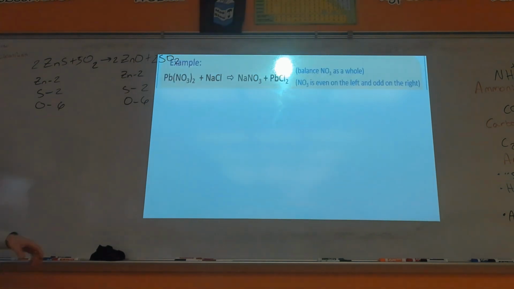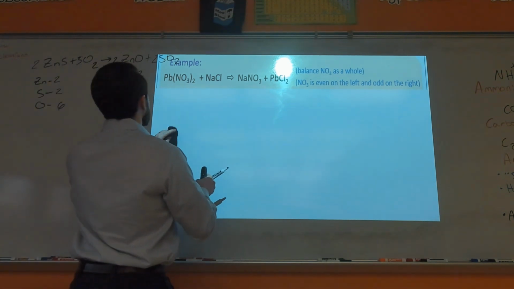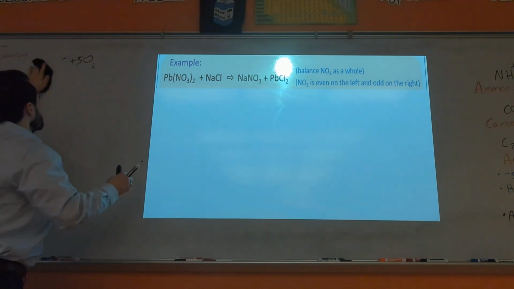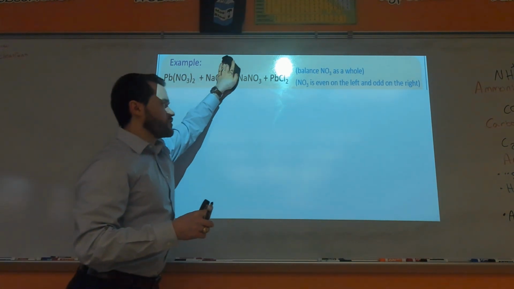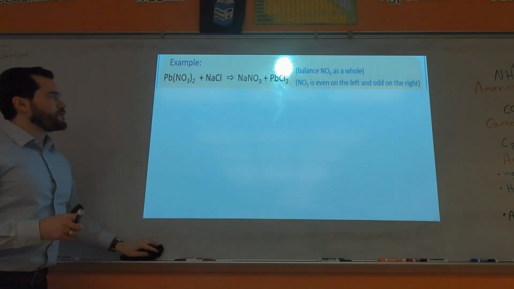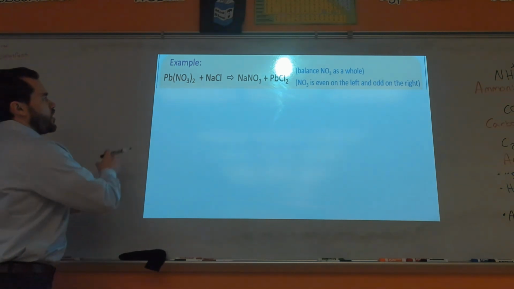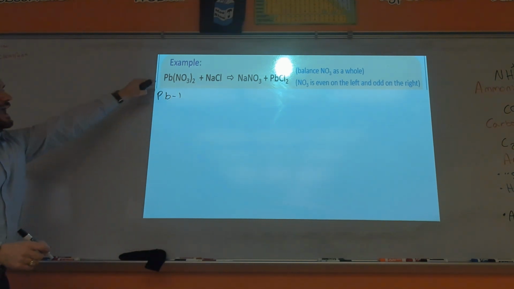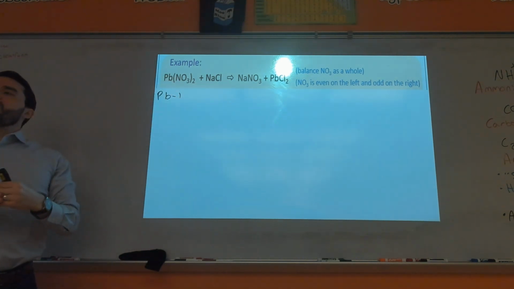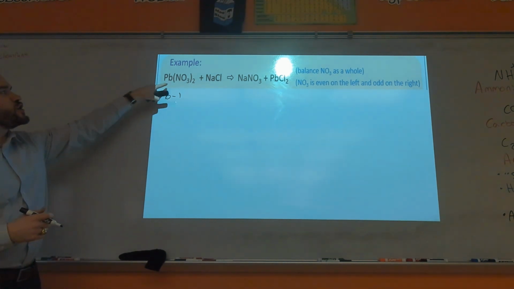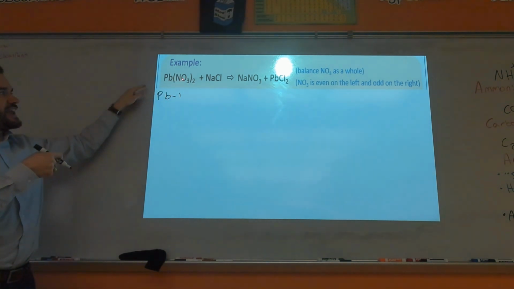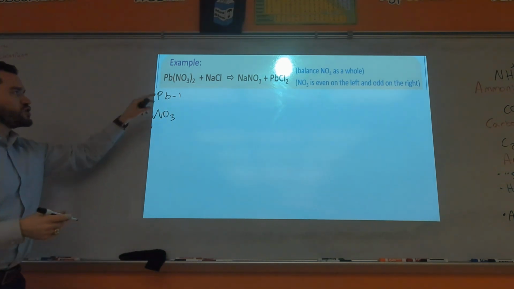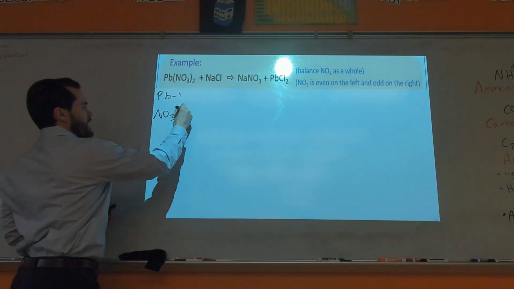All right, let's look at another one here. We have lead nitrate plus sodium chloride gives us sodium nitrate and lead chloride. First, let's take account of everything. On our left-hand side, we have 1 lead. And what they're trying to say with balance the polyatomic ions as a whole is you don't need to break it up into counting nitrogens and oxygens. Just count it all as nitrate. So you have 2 nitrates in our reactants.